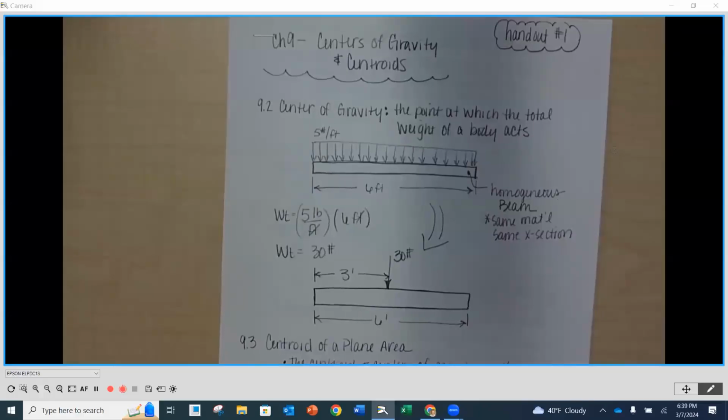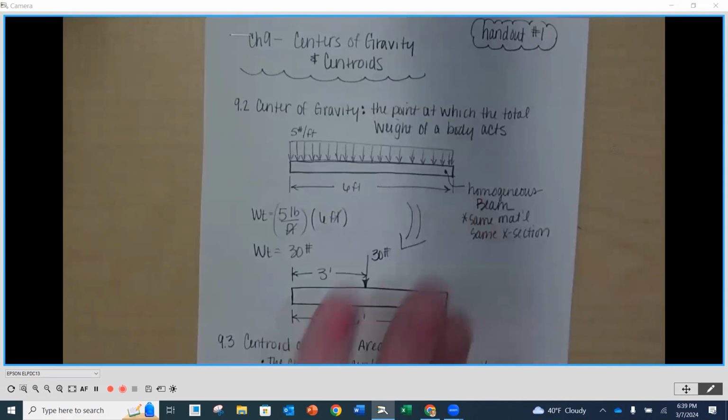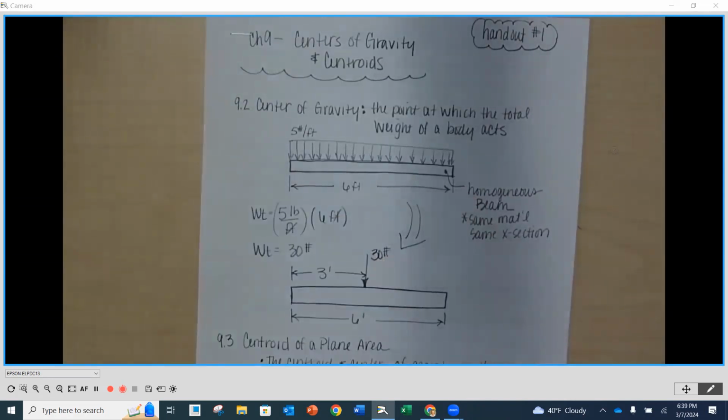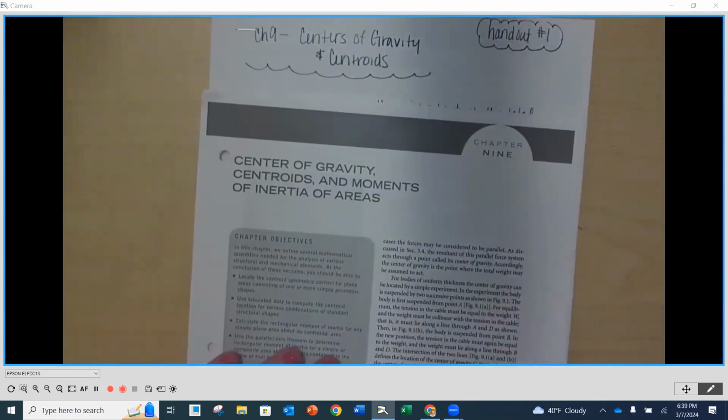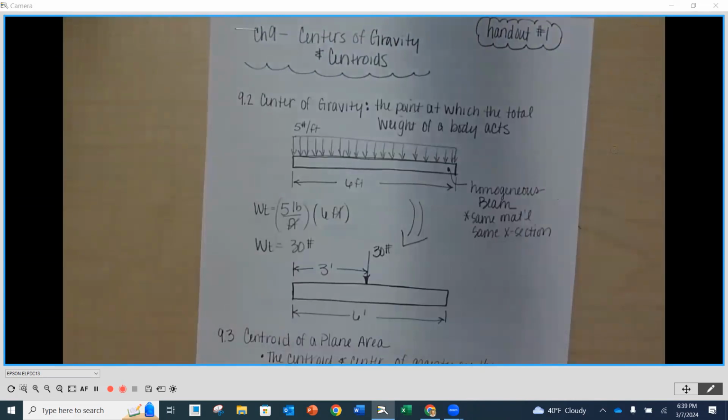Okay, so we're going to get started on chapter 9, which is centers of gravity and centroids. This is going to be the first of 2 handouts for module number 8. And we're going to get started here. The sections that they're referencing are from this handout that is a PDF also in the learning plan. So I tried to kind of pull these things out, kind of be that guided notes type of thing so that we can just add to what's here.